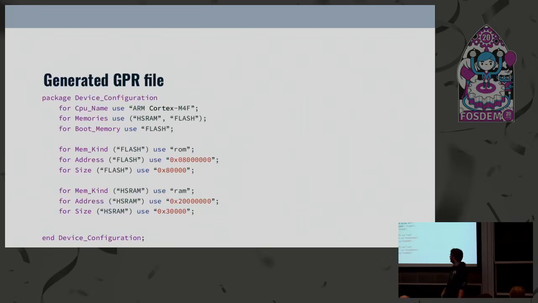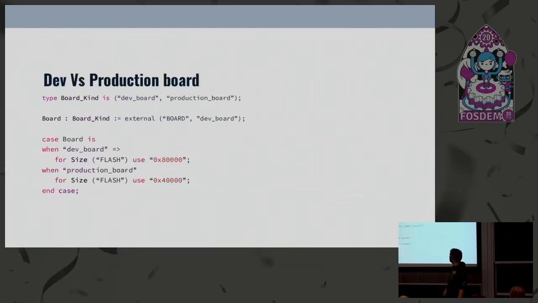And from that GPR file, we can generate the code. What else is good with the GPR file is that you can take advantage of the GPR language. For example, if you have a development board and a production board, you can set different values depending on the variable dev board that you pass as a parameter when generating the code, and the code will change depending on whether you have a dev board or a production board. So in that case, the linker script will be different.